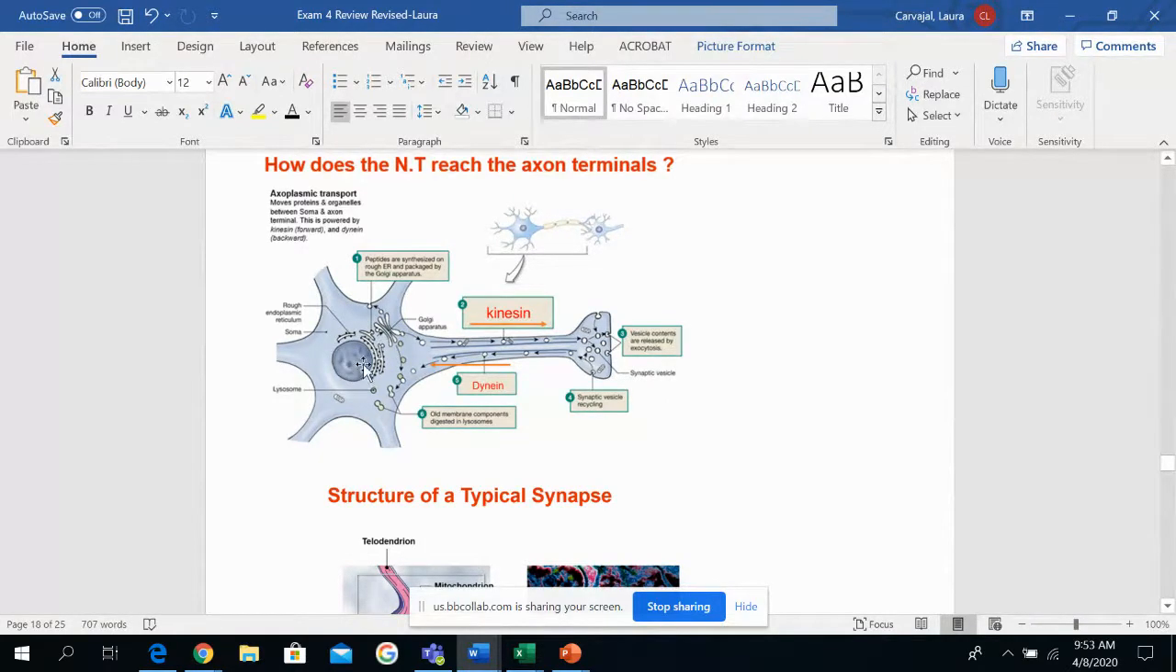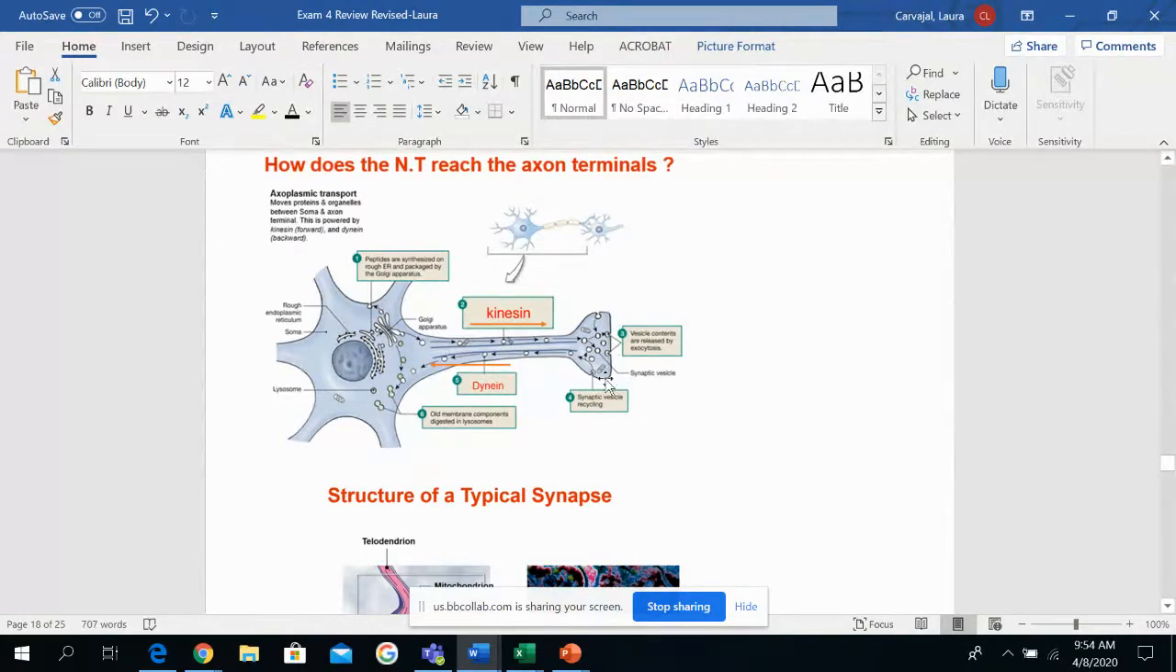It is signaled by the nucleus to prepackage neurotransmitters, whether it's acetylcholine or GABA or norepinephrine or epinephrine. These get packaged and taken down the axon through carrier proteins, kinesin and dynein, which you don't really have to know the names of, but just in case you're wondering, kinesin moves these vesicles to the synaptic terminal, so this end, and dynein moves the vesicles towards the cell body.